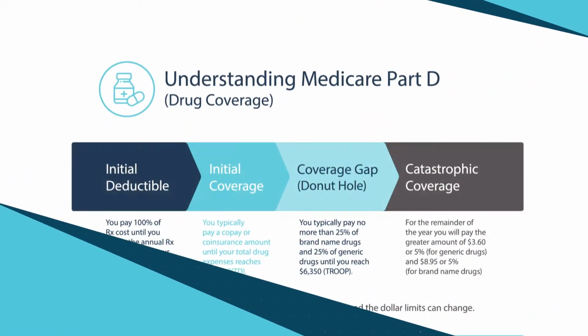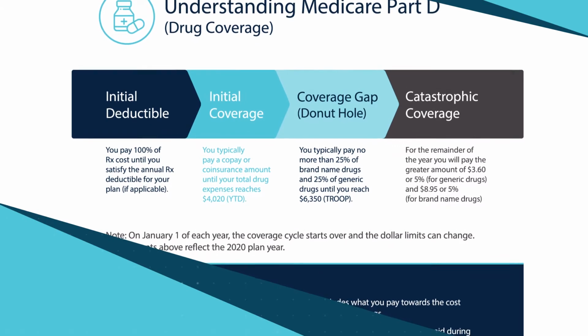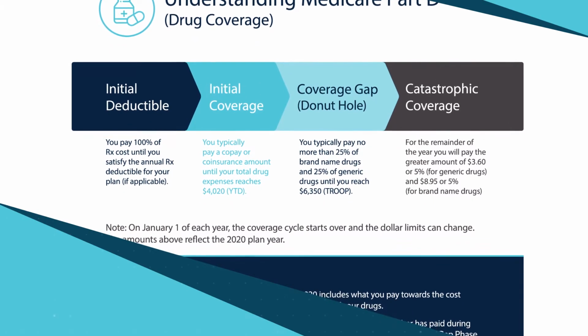Here's how it works. If you follow along in the brochure with me, you'll see that there's an arrow across the top of the page. This illustrates the different payment stages of a Part D plan. These stages are the same regardless of carrier, so you're not going to have a difference between carrier A and B with these stages.